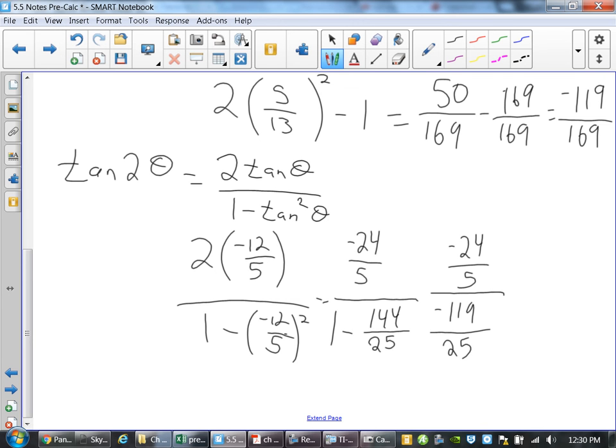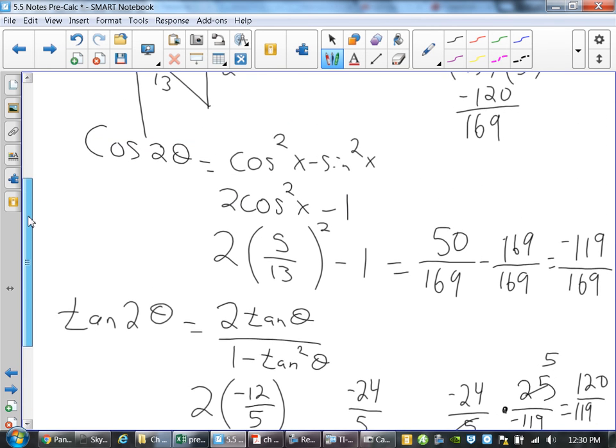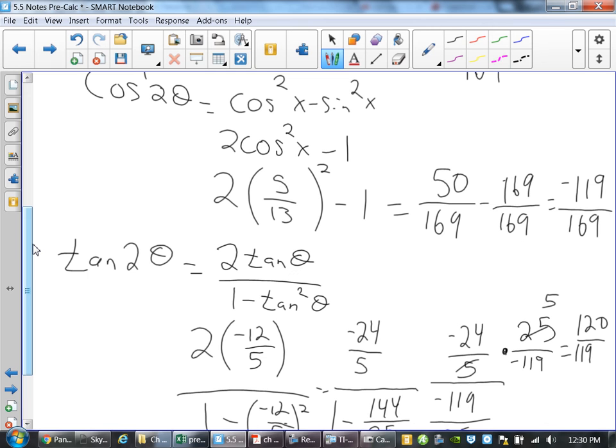Multiplied by the reciprocal. Oops, I'm wrong. It'll be negative 120 over 119. Take a look at what we already have. Don't I already have a 120 and a 119? What's negative divided by negative?